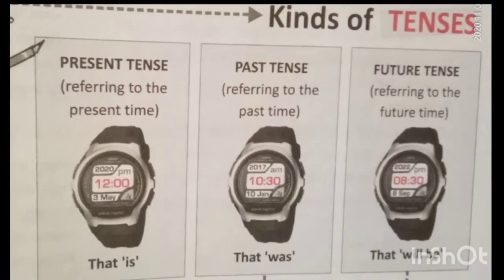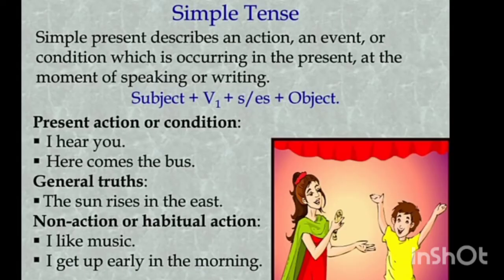Now, all these three types of tenses can be categorized further into four categories. They are simple tense, which we also call indefinite tense, continuous or progressive tense, perfect tense, and perfect continuous tense. In this video, we will talk about present tense in detail. So, let's get started. The first one is simple present tense.